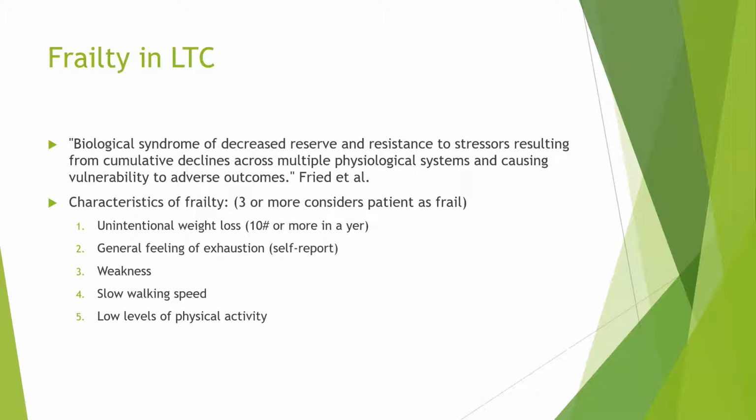Frailty is one of the big problems that we see in long-term care facilities. Frailty is defined as the biological syndrome of decreased reserve and resistance to stressors resulting from cumulative declines across multiple physiological systems and causing vulnerability to adverse outcomes. So there are 5 characteristics of frailty, but if you have 3 or more, then patients are considered frail. So these 5 characteristics are unintentional weight loss of more than 10 pounds per year, general feeling of exhaustion, and that's going to be more of a subjective thing from the patient's self-report, weakness, slow walking speed, and low levels of physical activity.